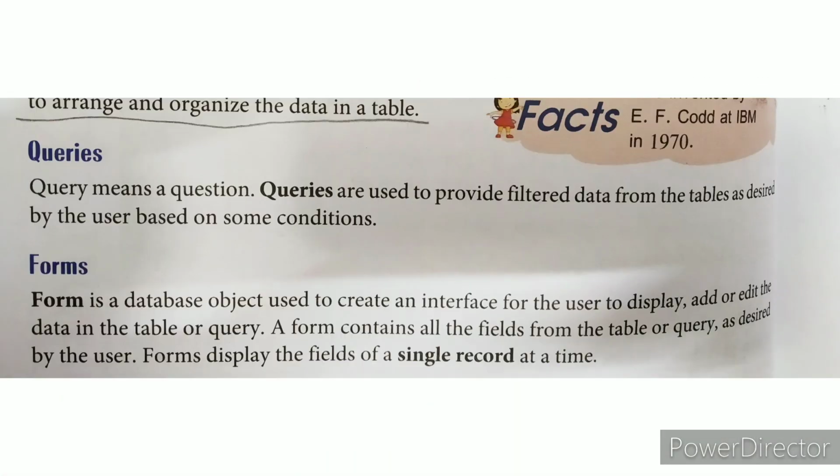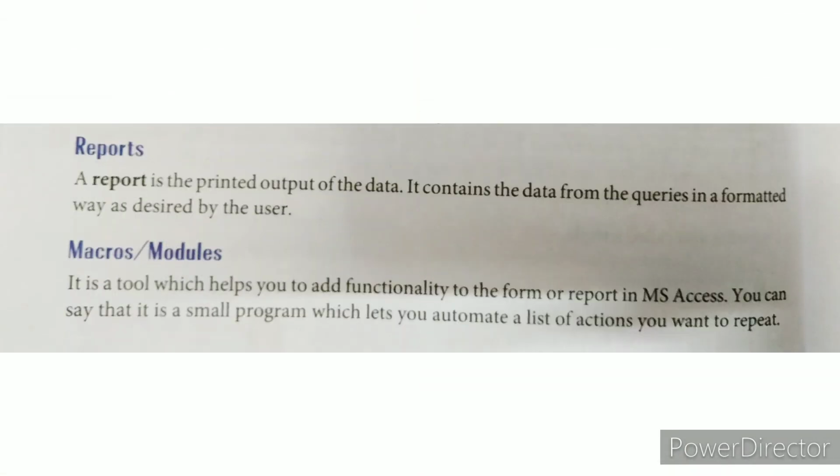Queries. Queries are used to provide filtered data from the tables as desired by the user. Forms. A form contains all the fields from the table or query as desired by the user. Forms display the fields of a single record at a time. Reports. A report is the printed output of the data. It contains the data from the queries in a formatted way as desired by the user.